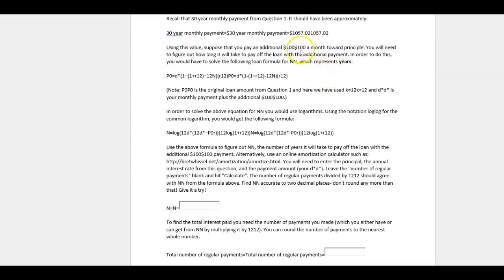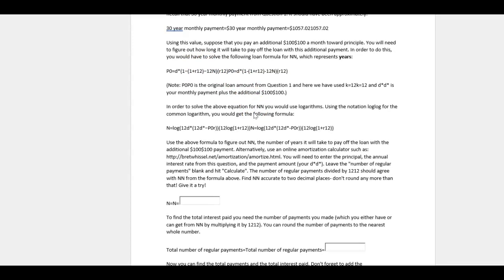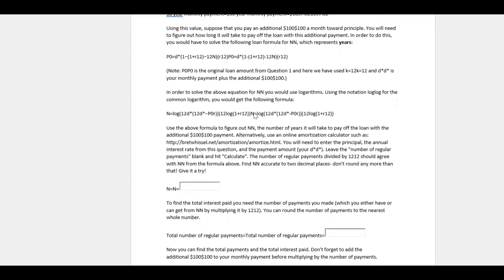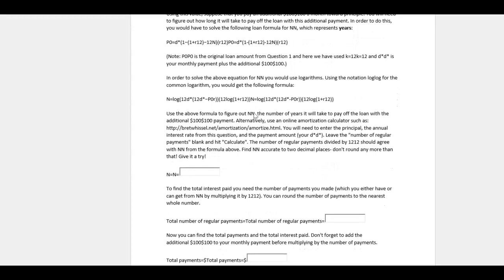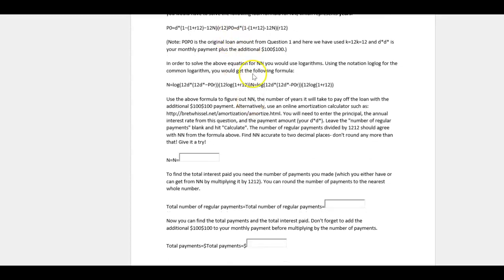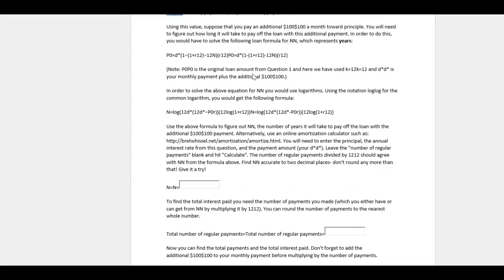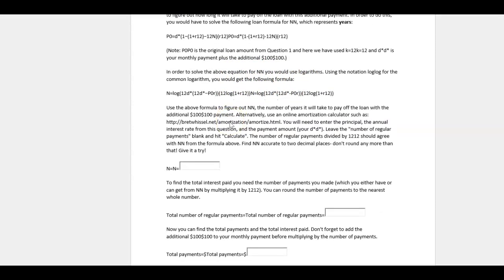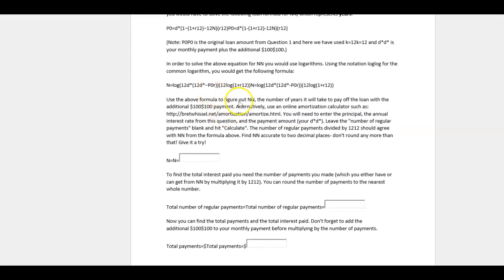Okay, so you can look at putting an extra $100 per month towards principal. So again, that would just change the amount that you're paying each month. Actually, no, just read through this. In order to solve the equation for n, you would use logarithms. They tell you the equation you would get. So use this to figure out n, the number of years it will take to pay off the loan with the additional $100 payment.